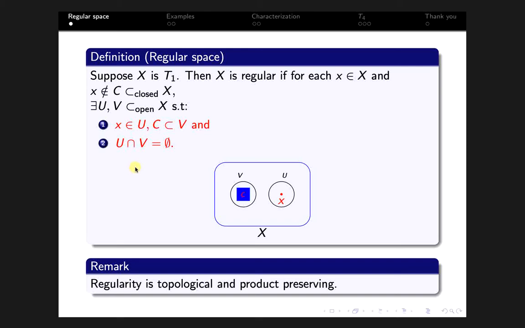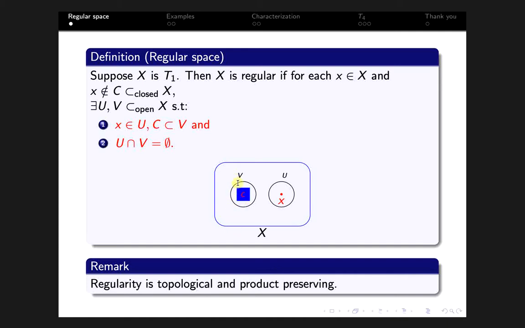Okay. So suppose X is T1, then X is called regular if for every point x and closed subset C that is disjoint from x, that is, x does not belong to C, there exist open sets U and V containing x and C respectively, and they are disjoint. That is, for every closed set C and a point x which is not in C, there are disjoint open sets U and V containing x and C. Okay, so this is the definition of a regular space.